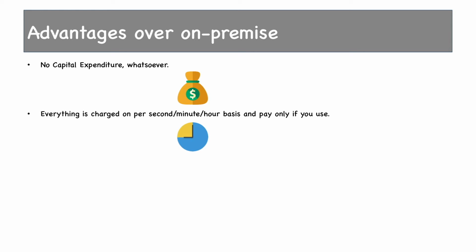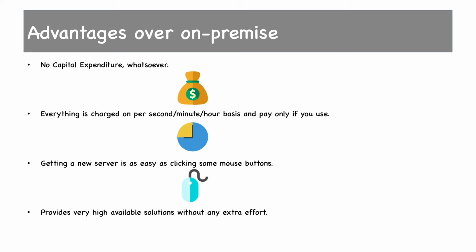not more than that. Then getting a new server is as easy as clicking some mouse buttons. If you're from a corporate data center background, you know that provisioning a new server might take somewhere between 1 week to 4 weeks. Here, you can do that in minutes. Maybe if you're fast at clicking mouse buttons, you can do that in less than a minute also. And it provides highly available solutions without any extra effort. If you're using any cloud provider, you're getting high availability without any extra effort whatsoever. You just have to use it.